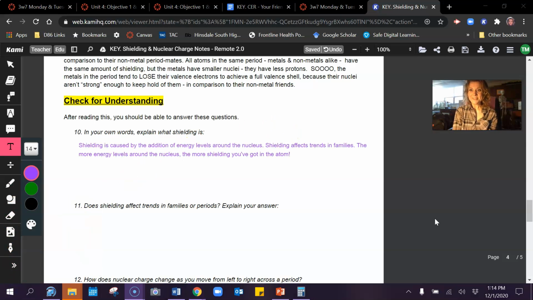Okay, so here's what I came up with for my answer. Shielding is caused by the addition of energy levels around a nucleus, and shielding affects trends in families. The more energy levels that exist around a nucleus, the more shielding that you've got in the atom.